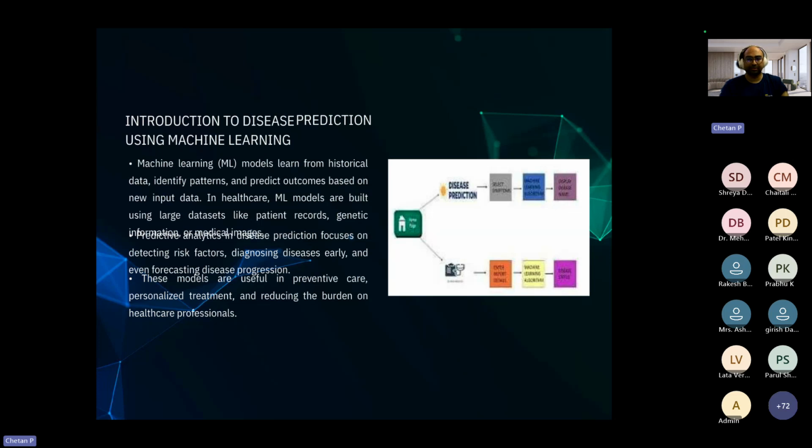Before that, we should make sure that we have good historical data to identify the patterns to predict the outcomes based on the new input data. In healthcare, ML models are built using large data sets like patient records, genetics, and medical images like X-ray, CT scan, MRI, right? Based on these different input data sources, machine learning or deep learning models try to identify whether that person has a fracture or not, whether that person has cancer or not. But everything is actual. Nothing is in a black box. So that is the real beauty of machine learning rather than generative AI.